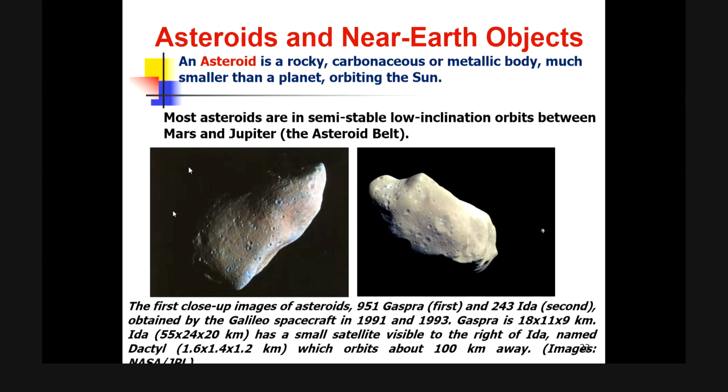And we learned about asteroids, which are rocky bodies. They could be carbonaceous or metallic as well. Can someone give an example of a metallic asteroid which has been in the news and which is still in the news for quite a lot of reasons?